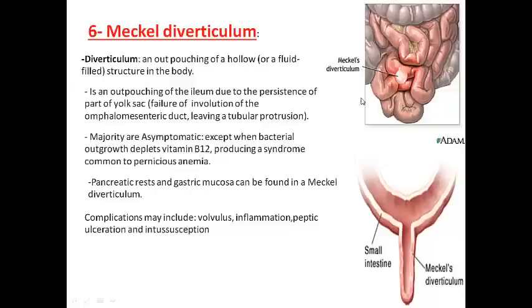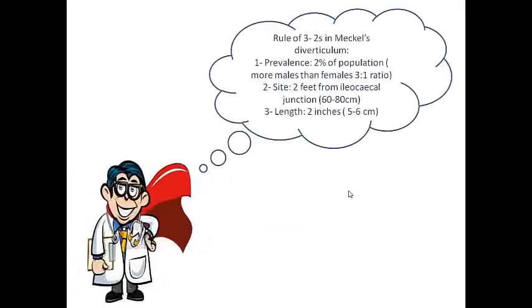Accounting for the fact that this is an abnormal outpouching sac of the intestine, you might predict that some material might get stuck in this sac. So sometimes we might find pancreatic cysts and gastric mucosa in this Meckel's diverticulum. Regarding Meckel's diverticulum, there are specific points that you have to always keep in mind. It's called the rule of 2s in Meckel's diverticulum.